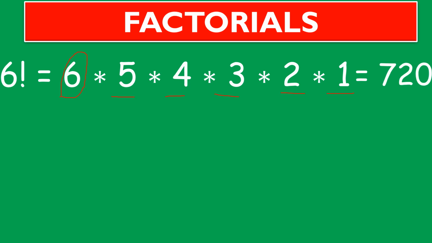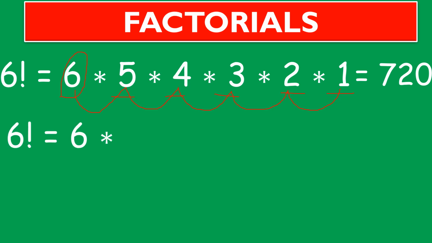How did we get 720? 6 times 5, 30. 30 times 4, 120. 120 times 3, 360. 360 times 2, 720. And 720 times 1, which is the 720.